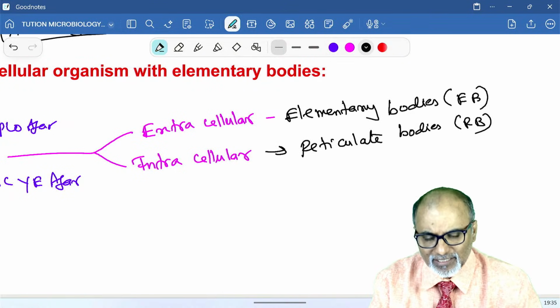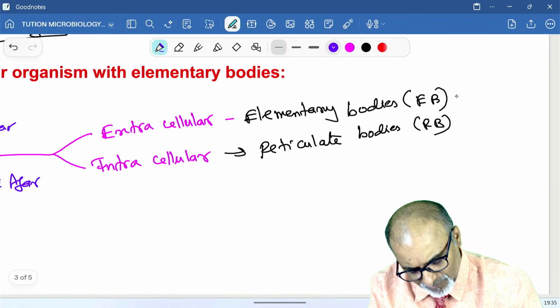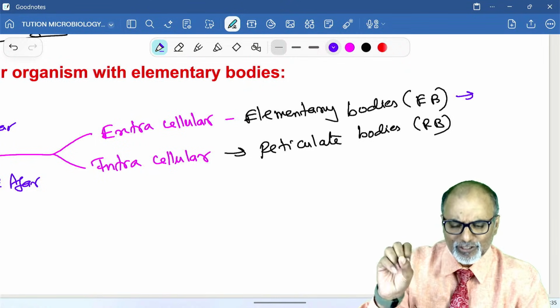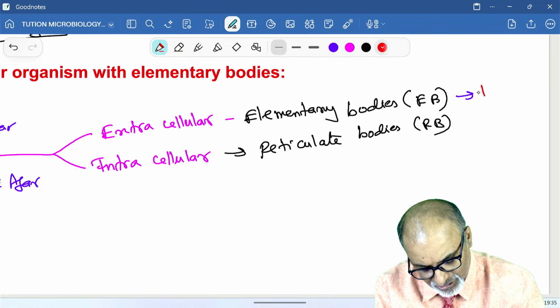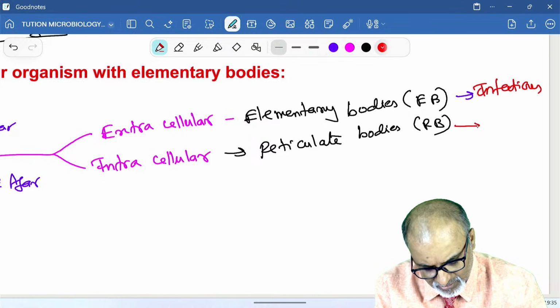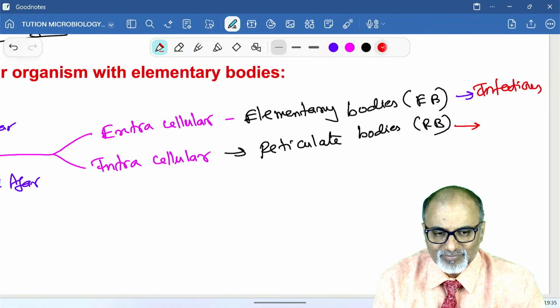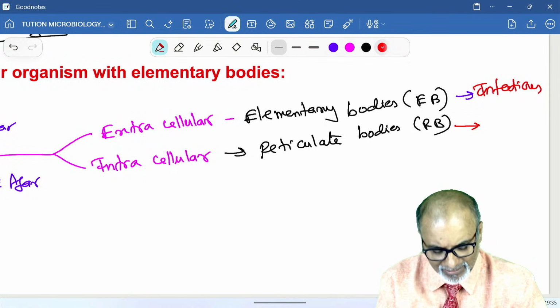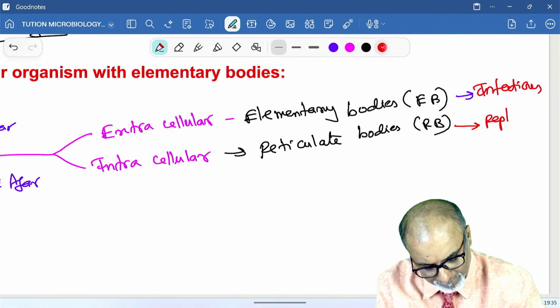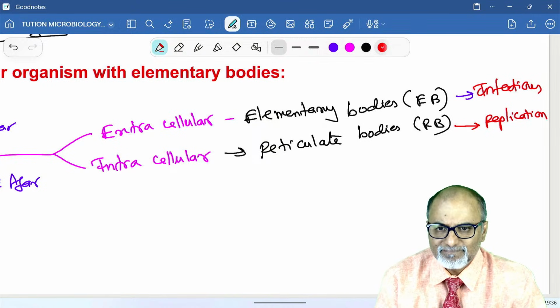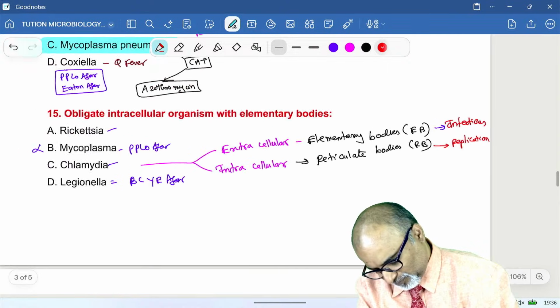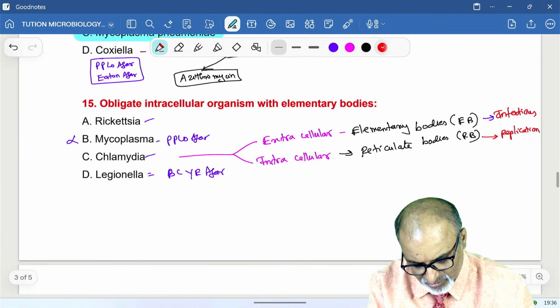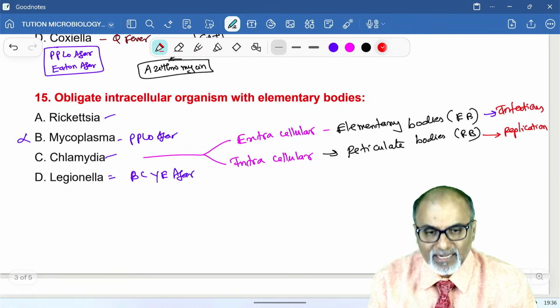What is the function? Elementary bodies are mainly infectious, they go and capture new cells. The reticulate body is inside the cell. They start multiplying, replication. Obligate intracellular with elementary body and reticulate bodies.